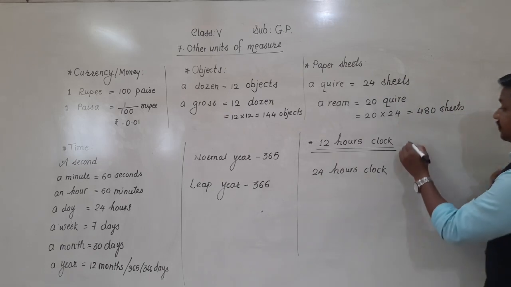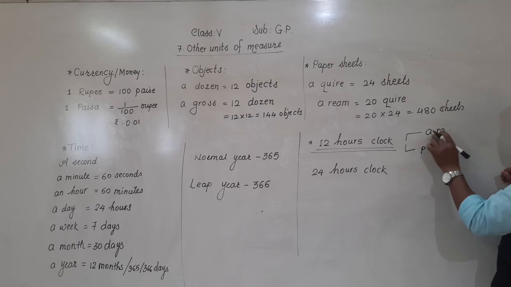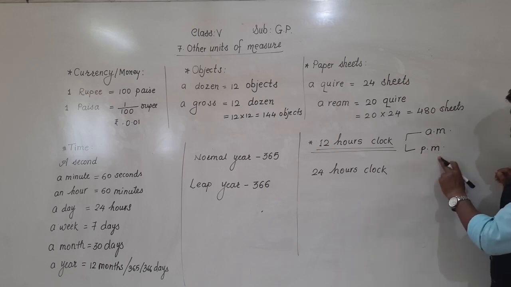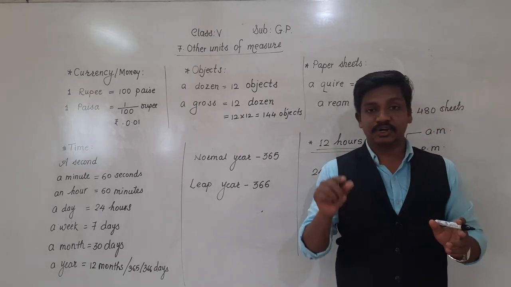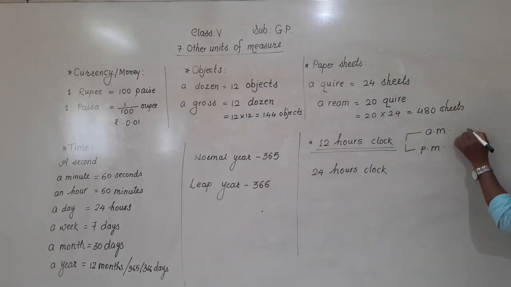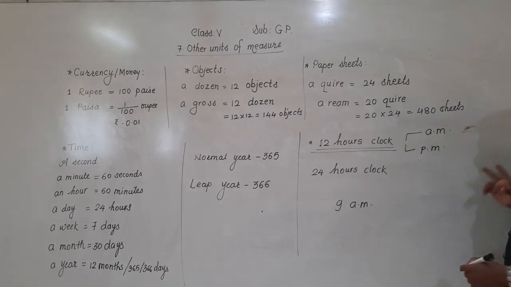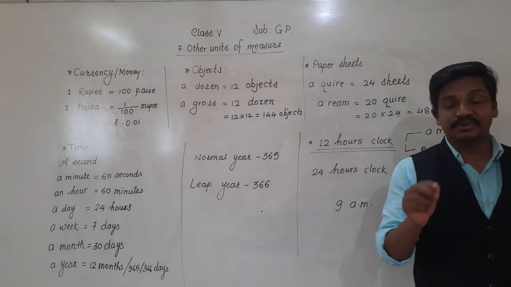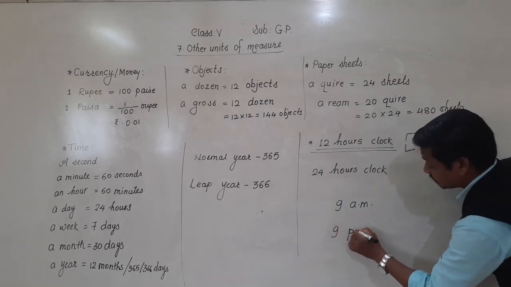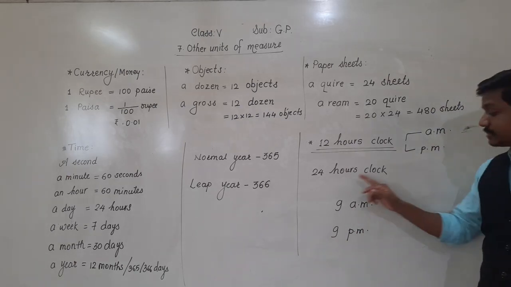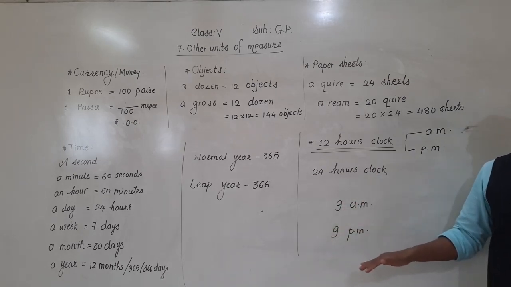Which two terms? They are AM and PM. Ante-meridiem, post-meridiem. Okay. When I say I return to home at 9 o'clock in the morning, at that time I say 9 AM. And if I return to home at 9 o'clock at night, at that time I say 9 PM. Understood? By this we can understand whether it is morning or night.